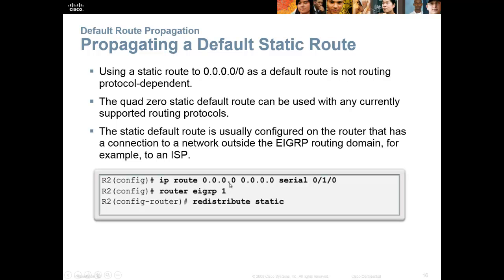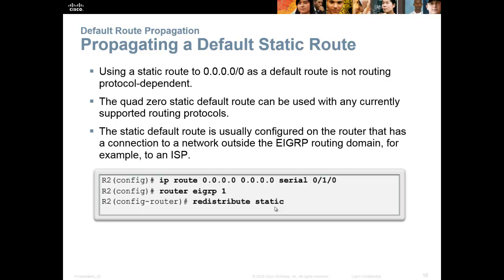So I created the default static route, and then I go under EIGRP, so router eigrp 1, enter, and then I type in redistribute static, and that pushes that default route out through EIGRP updates to my other routers, and that way they'll know that if they can't get somewhere, go here.